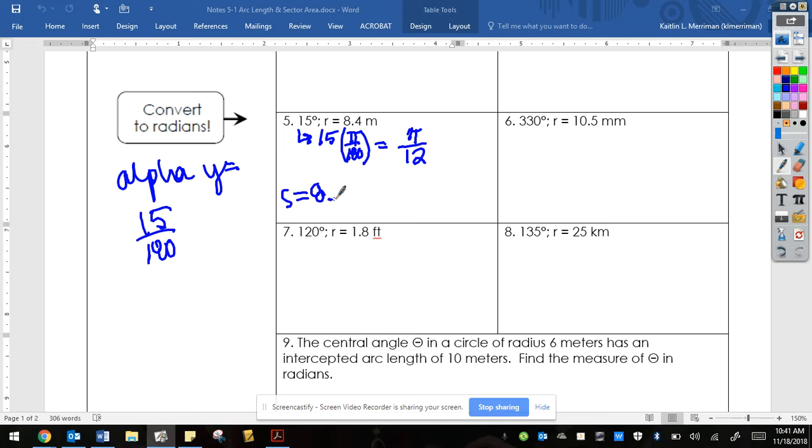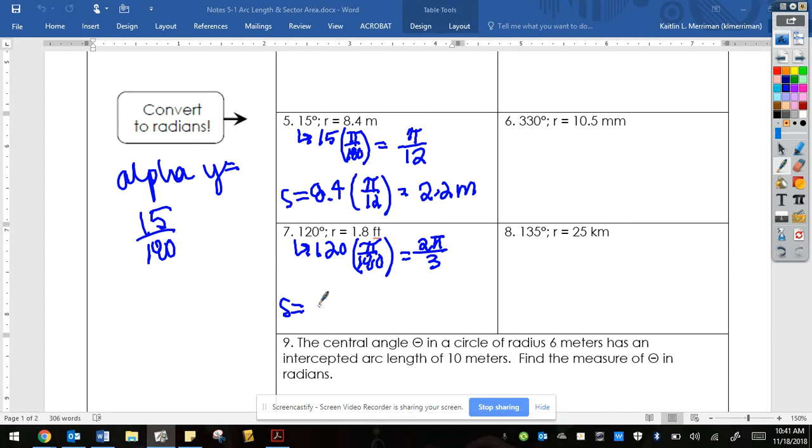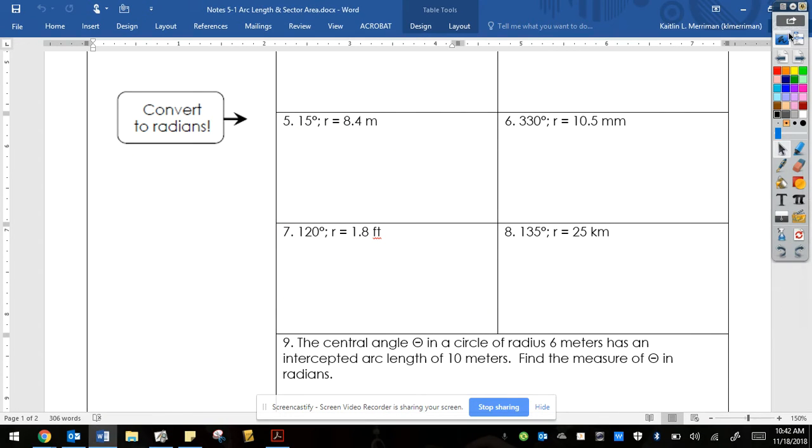So when I go to plug this in my formula, I have 8 pi over 4 times pi over 12, which ends up giving me 2.2 meters. Next one, I take 120 and multiply by pi over 180, and I end up getting 2 pi over 3. Then when I plug this in, I have 1.8 times 2 pi over 3, which gives me 3.8 feet. So you guys try the even ones now.